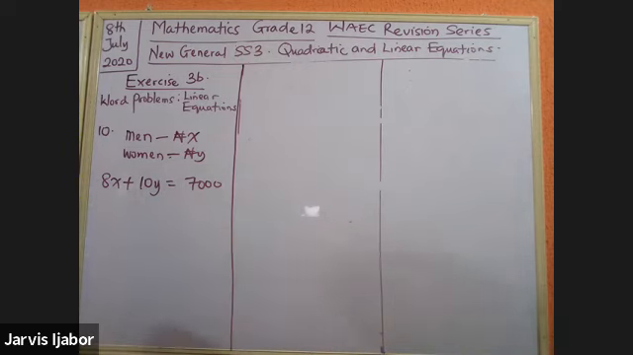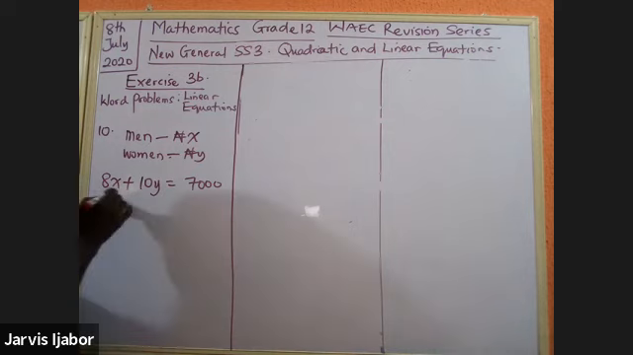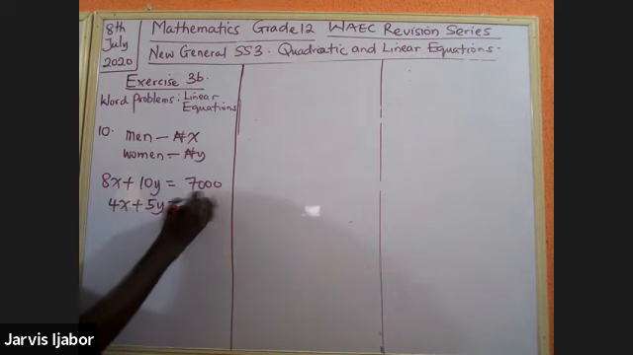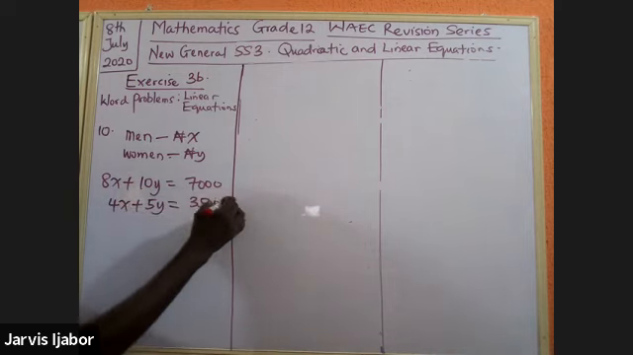Like I've always said, simplify as much as possible before you proceed. Now from here, I can see that I have a factor of 2. So 4x plus 5y will be equal to what? 3,500. That's the first thing you need to do. That's my equation 1.